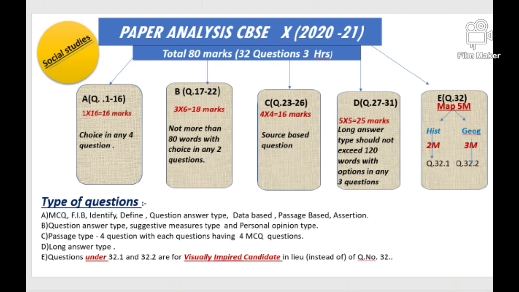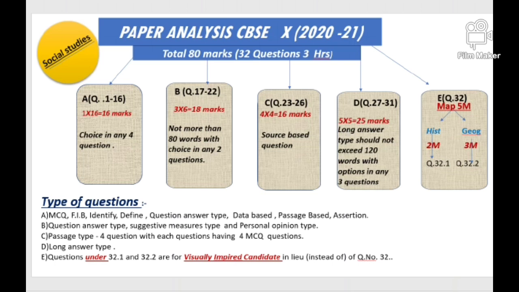Now next let's move to section E. Section E is a map section, and here you have only 1 question, that is question number 32, which has been subdivided into 2 parts, history part and geography part. History covers a 2 marks map question, and geography also covers a map question of 3 marks. So question number 32 is a map question which has been subdivided into 2 parts, question 32.1 and 32.2, history and geography.